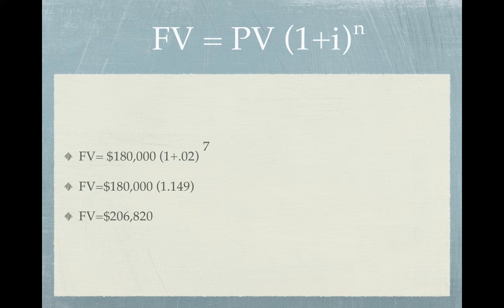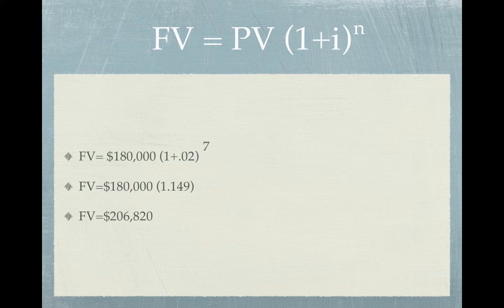Future value equals the present value of $180,000 times 1 plus 0.02, that's our 2% interest, to the power of 7. So you should have had future value equals 180,000 times 1.149. So your future value equals $206,820.